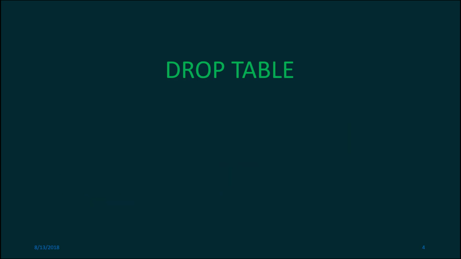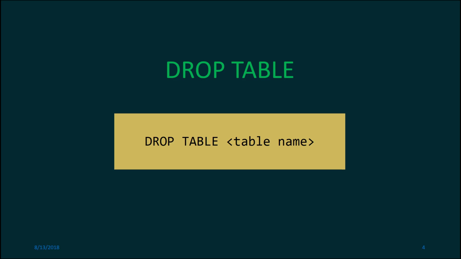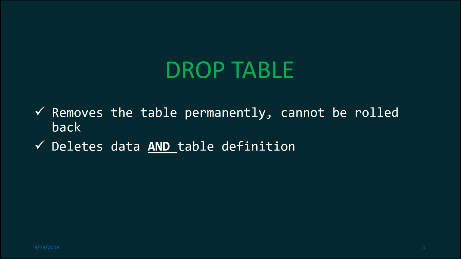All right. Perhaps you hate a table so much that you want to get rid of it. You want to get rid of it quickly, you want to get rid of it permanently, then you want to use the drop table statement. We just simply use drop table name. Drop table doesn't take any other arguments. Drop table will remove the table permanently, and it cannot be rolled back.